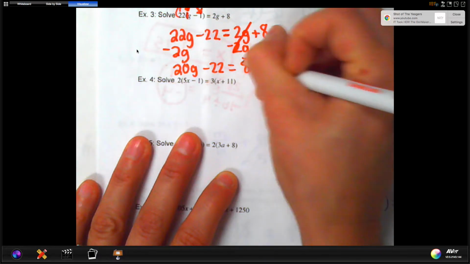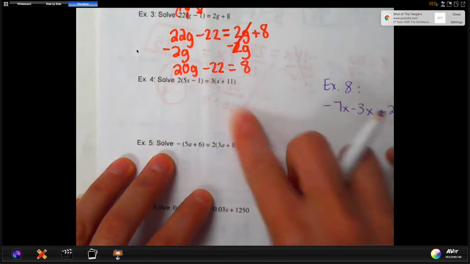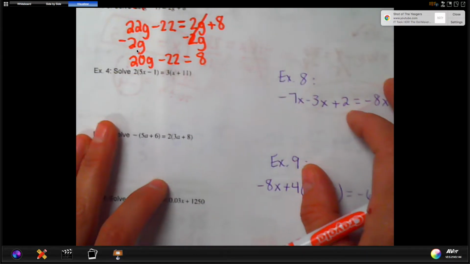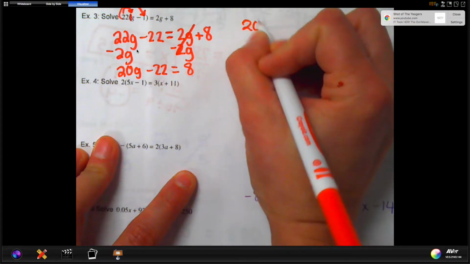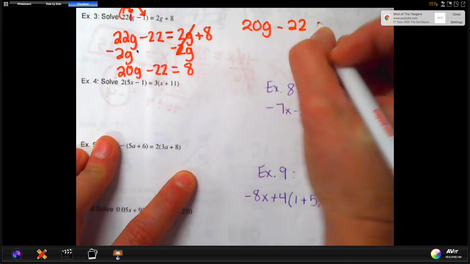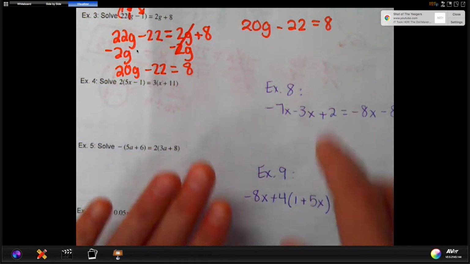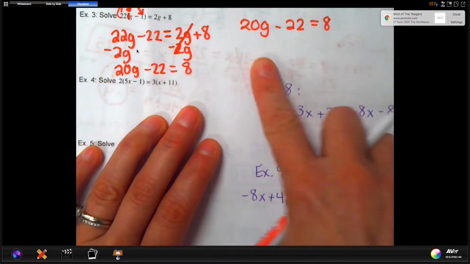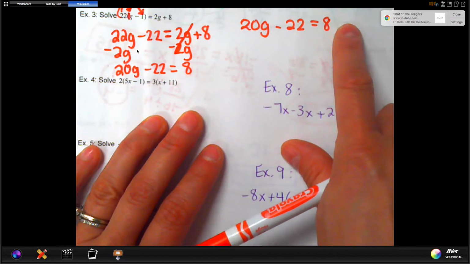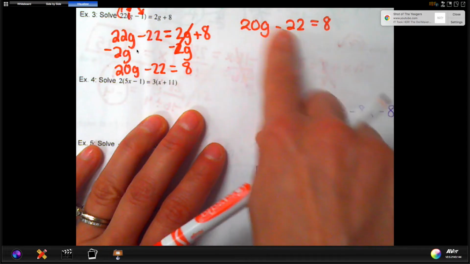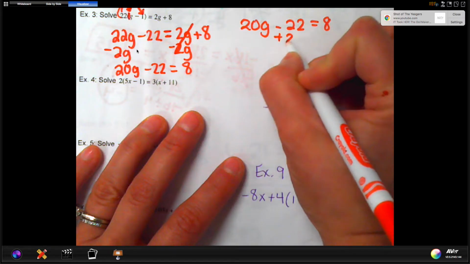Now I'm going to rewrite this up over here because I'm running out of space, which I should have left more, but I didn't. So now we've got 20g minus 22 equals 8. Now the goal is to get all of our numbers to the opposite side from our letter. The g is on the left, which means we want to get everything over to the right. So 8 is already there. The first one we would move is our minus 22. To move it, we do the opposite, which is add 22.